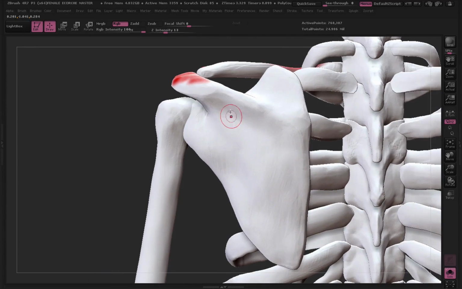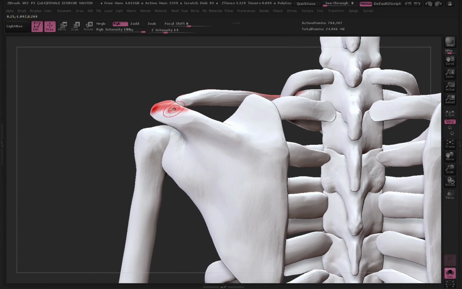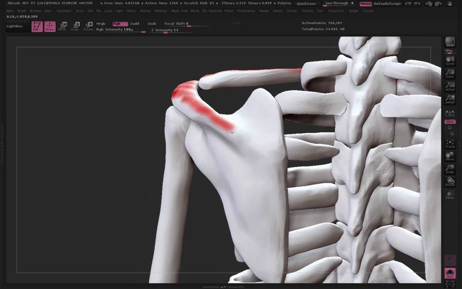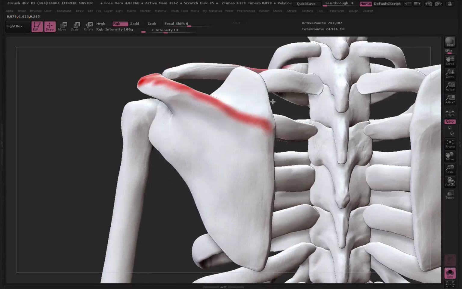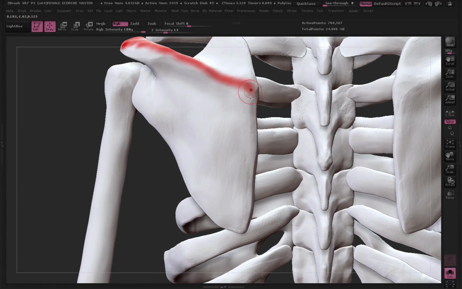If we go into the back, we can follow that acromion process around into this ridge of the same bone, which is also close to the surface, as is the medial border of the scapula.